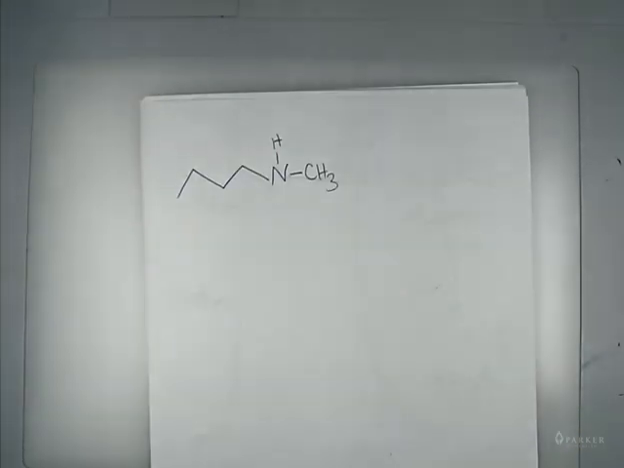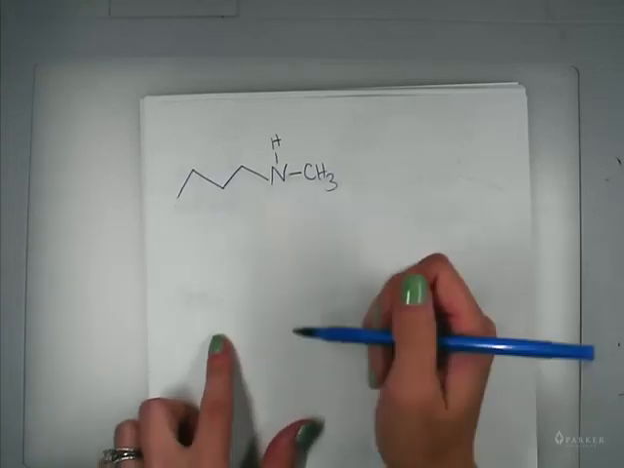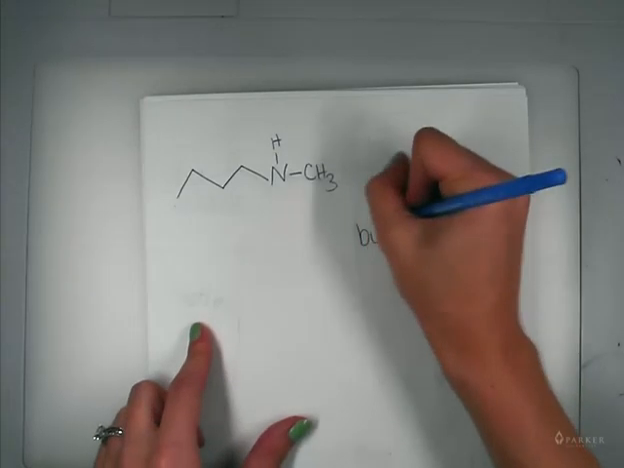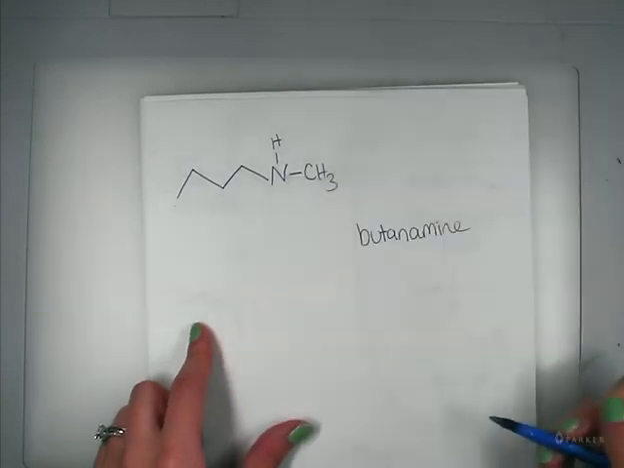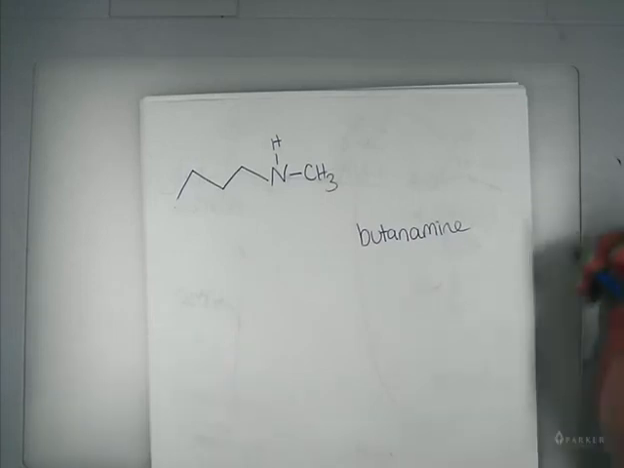I want you to name this and then also tell me if this amine is primary, secondary, tertiary, or quaternary. Okay, what is the longest continuous carbon chain here? 4. 1, 2, 3, 4. How do we name 4? Bute. And then how will it end? Amine. So anytime we have an amine as the main functional group, it'll end in amine. So butanamine.